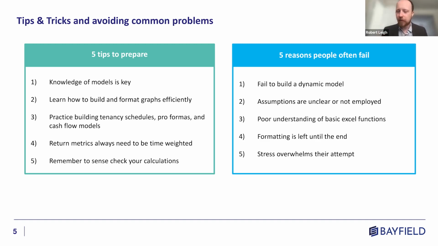Here are 5 reasons why people often fail the test or don't progress. You don't really fail it, you just won't progress to a job offer. First, they fail to build dynamic models, so they hard code data. That's one of the main reasons. Maybe you could incorporate switches. That would be good to change, say, your debt modeling.